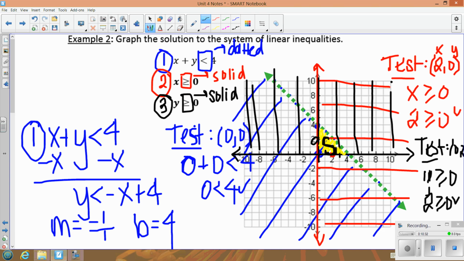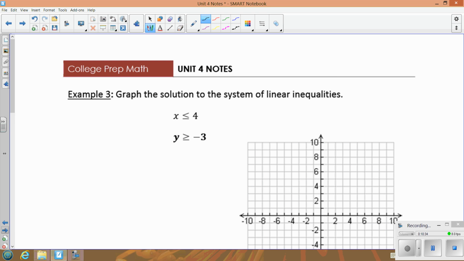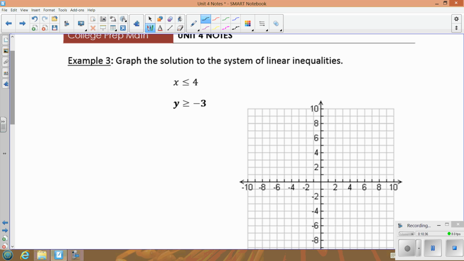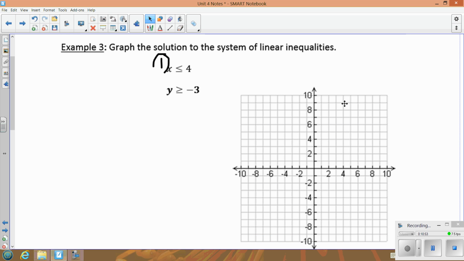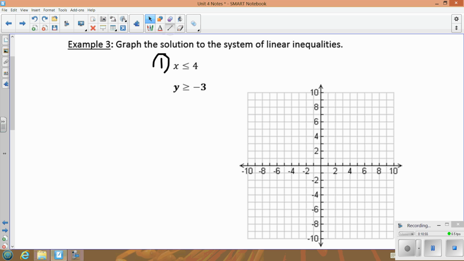So let's try just a couple more. So example 3, graph the solution to the system of linear inequalities. So I have, again, a solid line through x equals 4. These ones are actually really quick when you have the vertical and horizontal lines. So x equals 4 is going to be a vertical line. So a vertical line through 4.